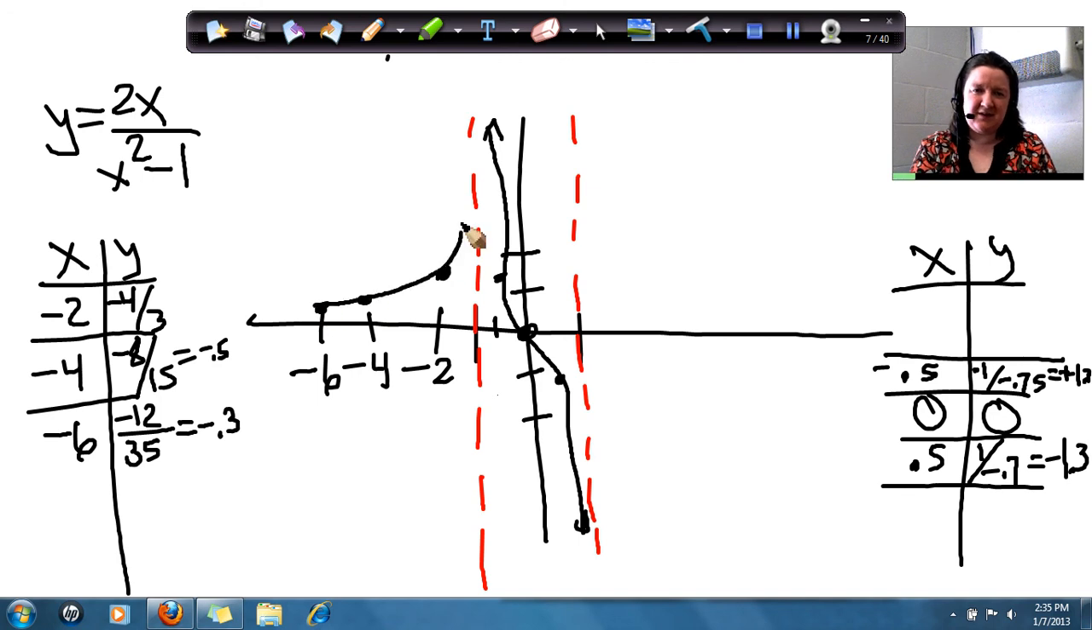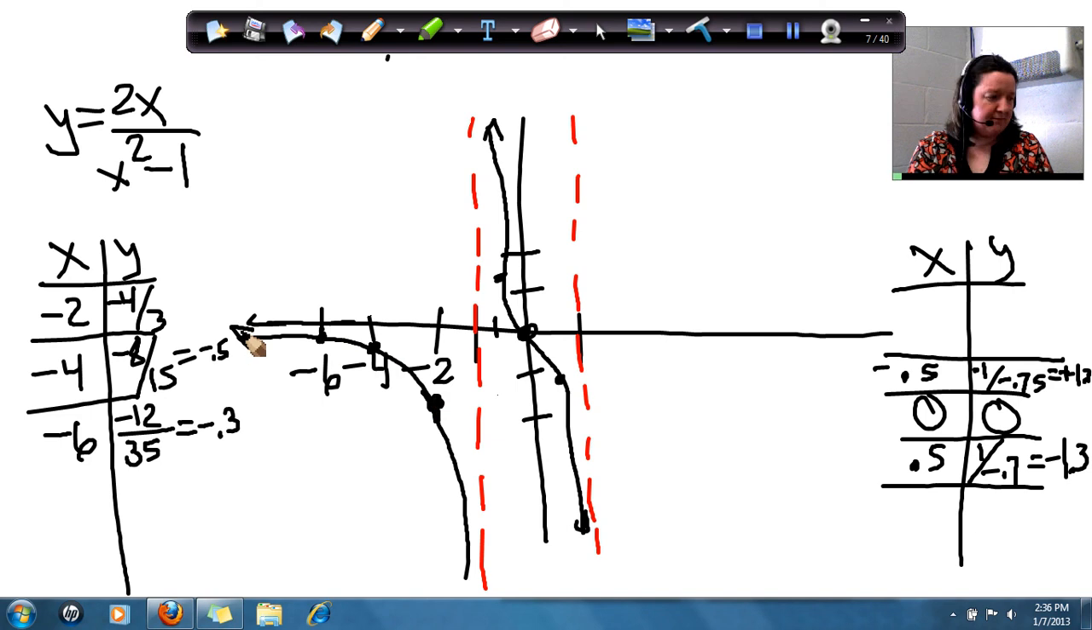These are negative values. I put them in the wrong direction. So this was a negative 1 1/3, so it would have been down here. The negative 4 was at about a negative 0.5. The negative 6 was about a negative 1/3. So we're going to have a graph that goes like that.